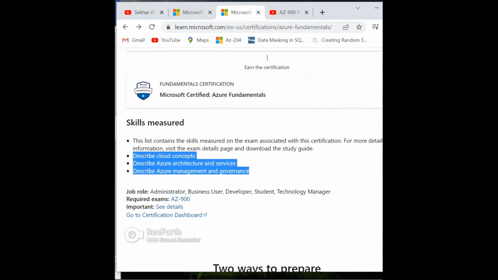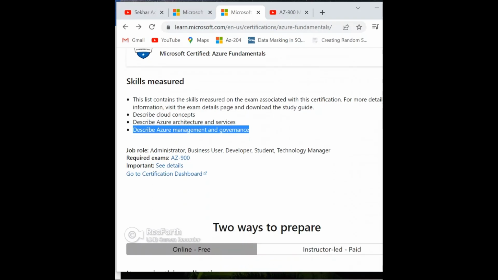These are the skills measured for this exam: describe cloud concepts, describe Azure architecture and services, and describe Azure management and governance. 25 to 30% of questions will come from the describe cloud concepts section, 35 to 40% from the describe Azure architecture and services section, and 30 to 35% from the describe Azure management and governance section.